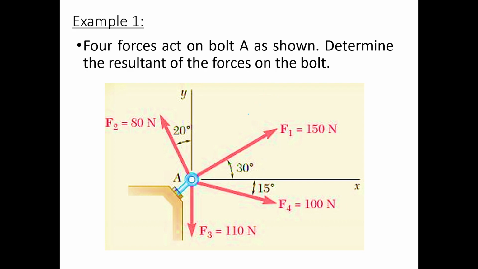Let's say we have four forces acting on bolt A. We need to determine the resultant of the forces on the bolt. To do this, we first need to draw the FBD, your free body diagram. Your letter A can be represented by a dot.